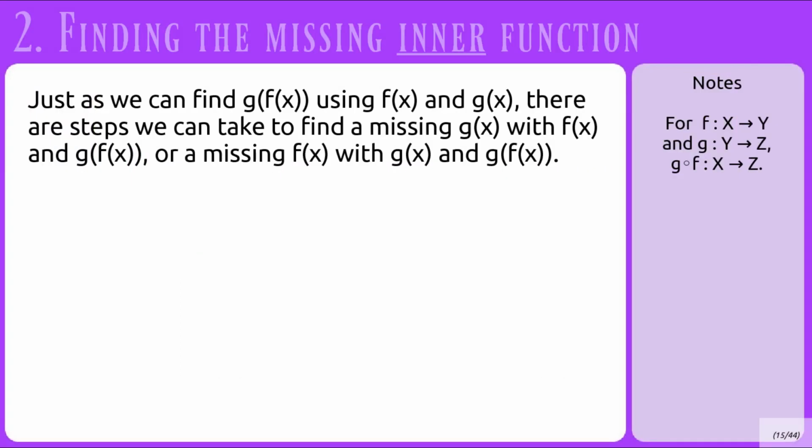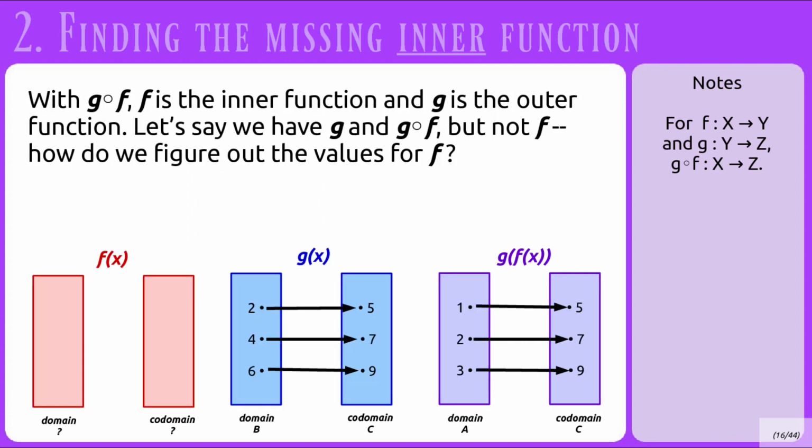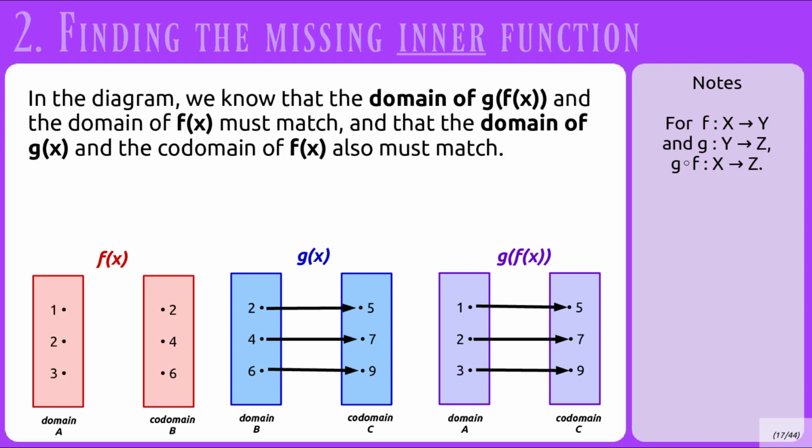Just as we can find g of f using f and g, there are steps we can also take to find a missing g with f and g of f, or a missing f with g and g of f. With g of f, f is the inner function and g is the outer function. Let's say we have g and g of f, but not our f function. How do we figure out the values for f? In the diagram, we know that the domain of g of f and the domain of f must match. Also, we know that the domain of g and the codomain of f must match.